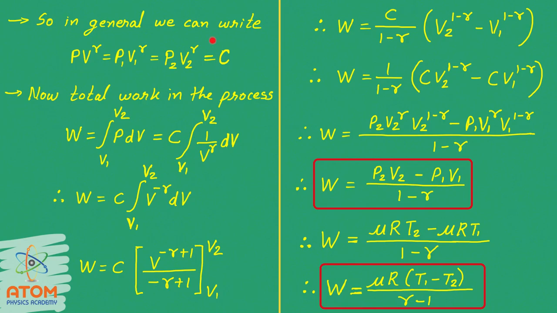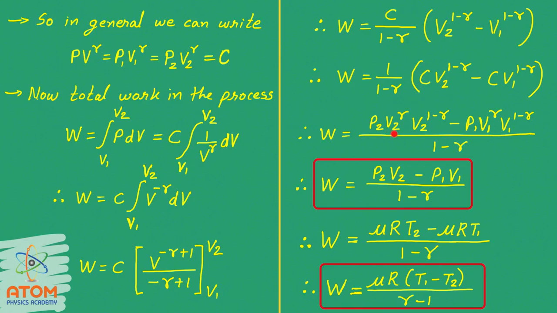But as we have discussed here, that C can be written as P1 V1 raised to gamma or P2 V2 raised to gamma as well. So now watch clearly. At the place of C here, I am putting P2 V2 raised to gamma, and at the place of C here, I am putting P1 V1 raised to gamma, because C is P1 V1 raised to gamma as well as P2 V2 raised to gamma. So here I am placing P2 V2 raised to gamma, here I am placing P1 V1 raised to gamma, and the remaining terms are as it is. Here V2 raised to 1 minus gamma is there as it is, and here V1 raised to 1 minus gamma is there as it is.